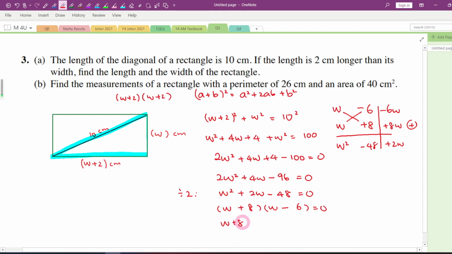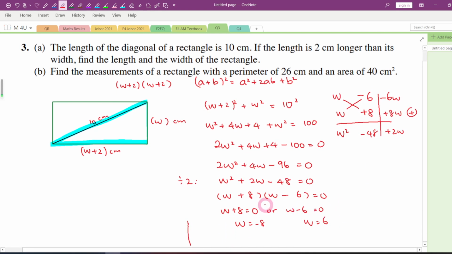W plus 8 is equal to 0, or W minus 6 is equal to 0. So W is equal to negative 8, or W is equal to 6. But when you look at this diagram, you know W is the width, right? So the width cannot be negative here. So negative 8 is not accepted.